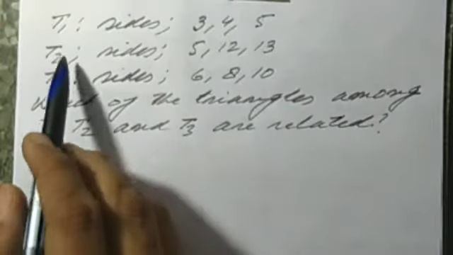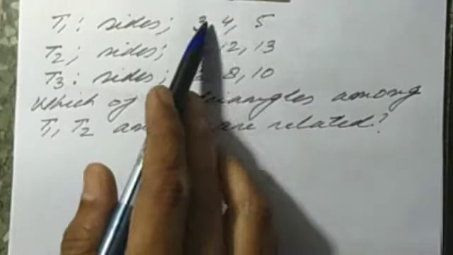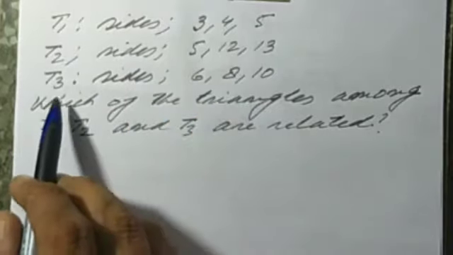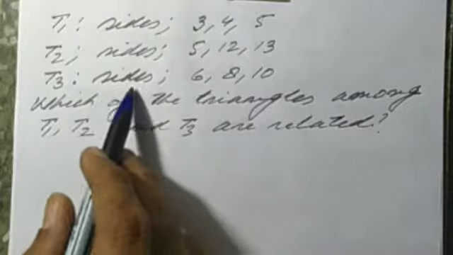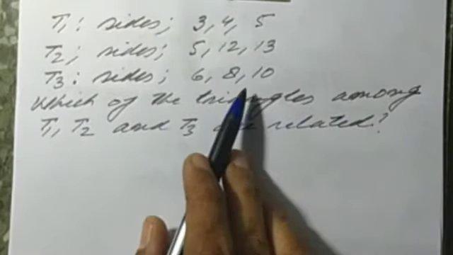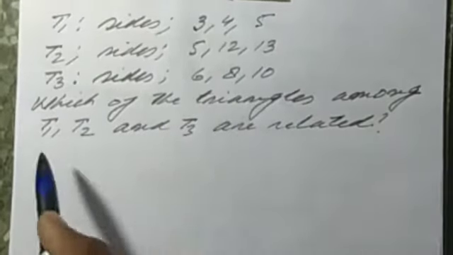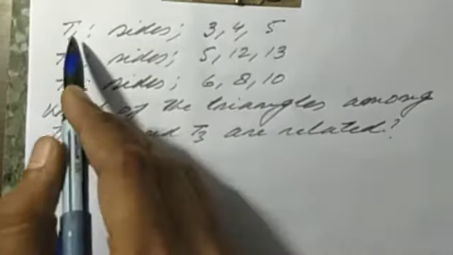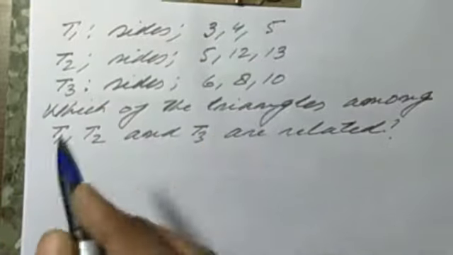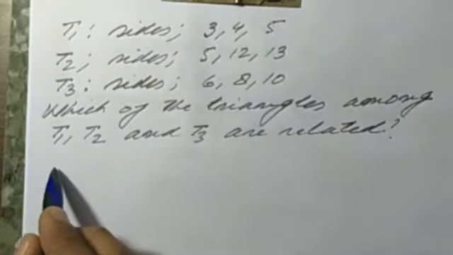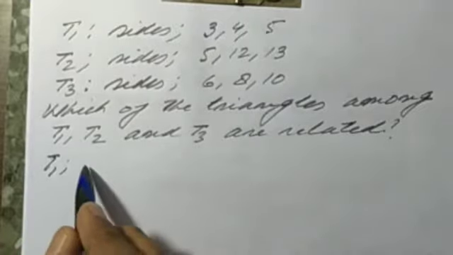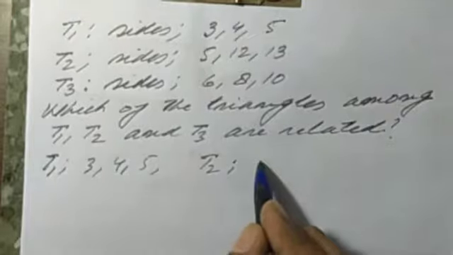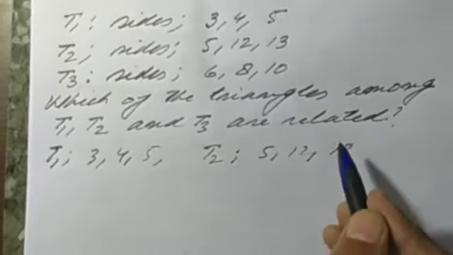So in the same question, it is given that T1 is a triangle with the sides 3, 4, 5, T2 is a triangle with sides 5, 12, 13, and T3 is another triangle with sides 6, 8, 10. And the question is, which of the triangles among T1, T2 and T3 are related? So if we talk about T1 and T2, let us check the similarity of these two triangles. T1 has the sides 3, 4, 5 and T2 has the sides 5, 12, 13.